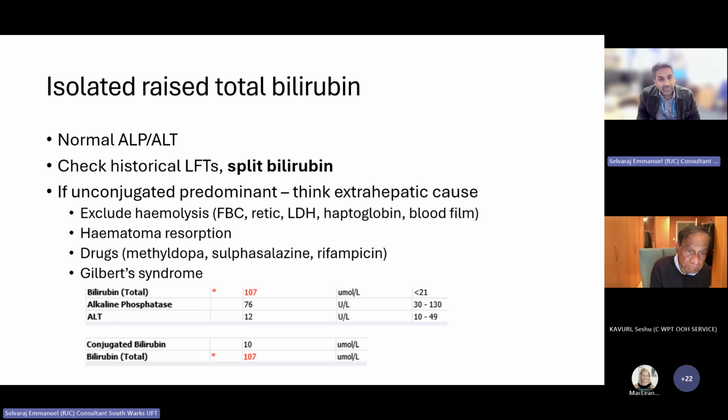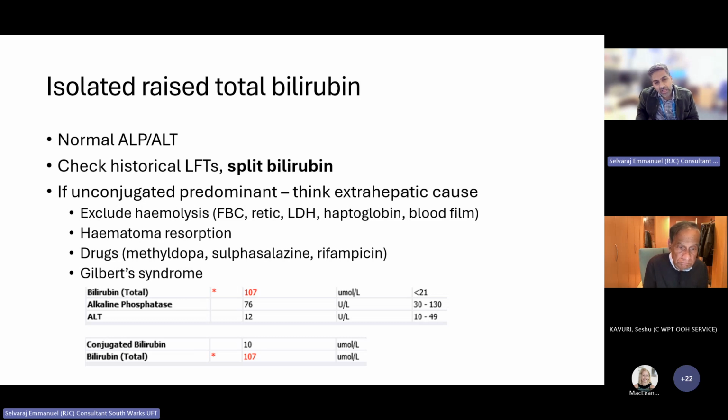And if they have a recent hematoma, and if the hematoma is resorbing, you will start getting unconjugated hyperbilirubinemia. Certain drugs, which we don't use that often, maybe apart from sulfasalazine, can cause isolated raised bilirubin. But as you guess, the most common cause of unconjugated hyperbilirubinemia is Gilbert's syndrome.